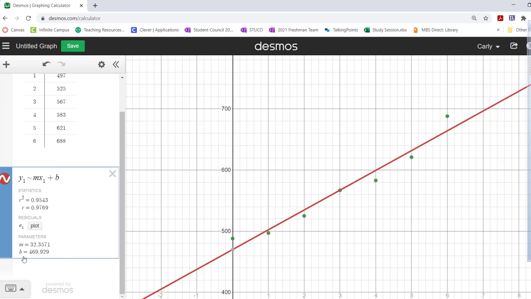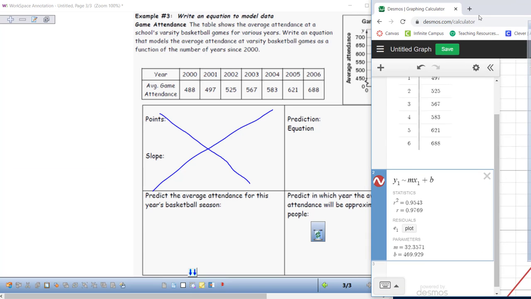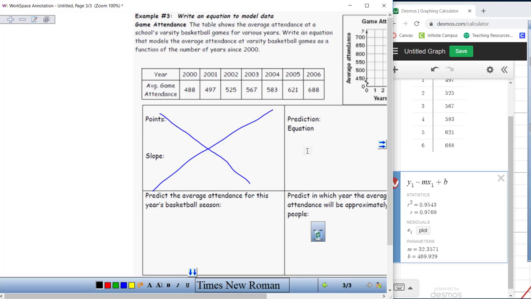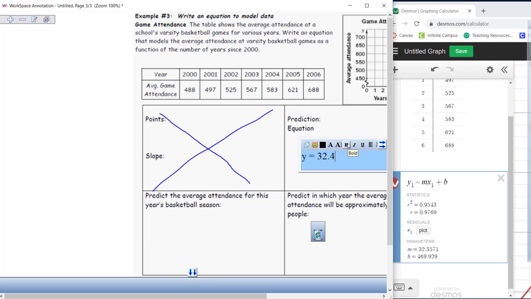We need to look at M and B again. So our prediction equation would be y equals 32, notice it is 32.35, so we can round that to 32.4, x plus 469.9. So now that we have our prediction equation, we can actually make predictions using this.